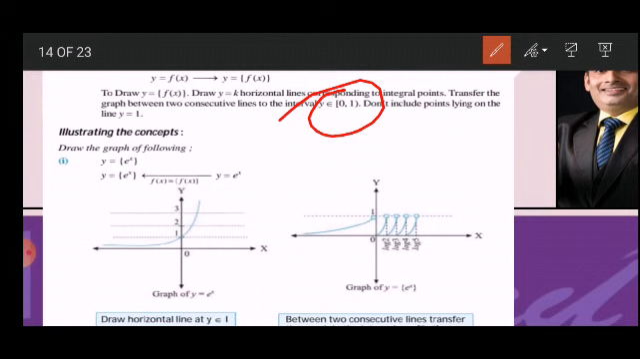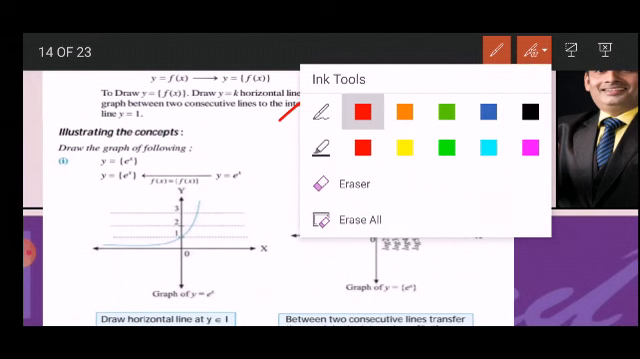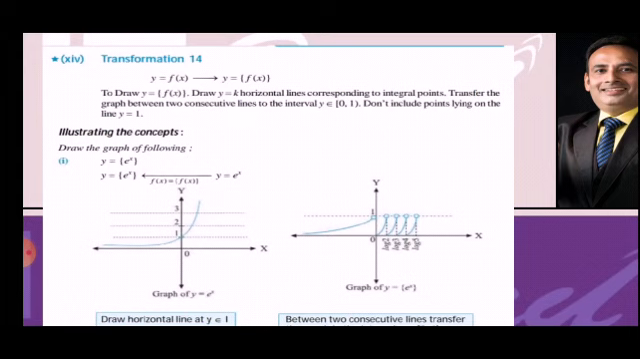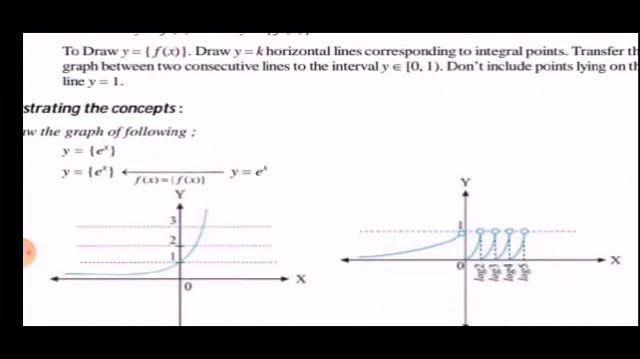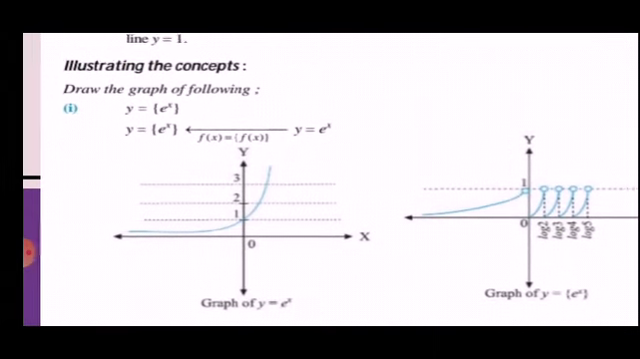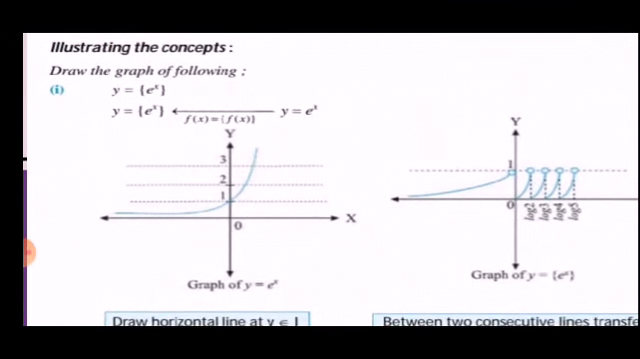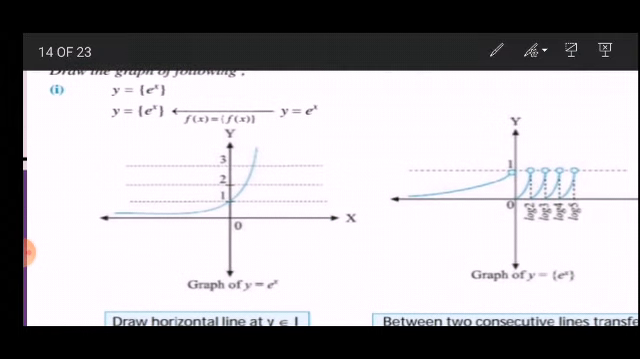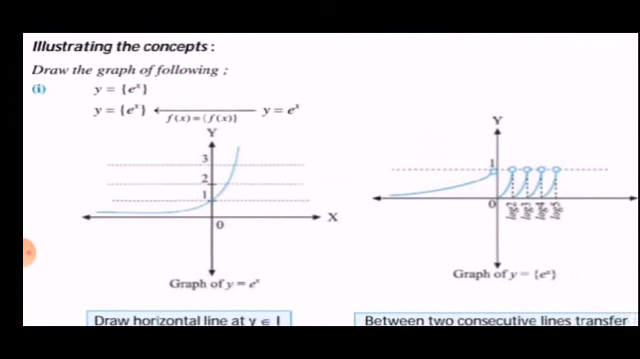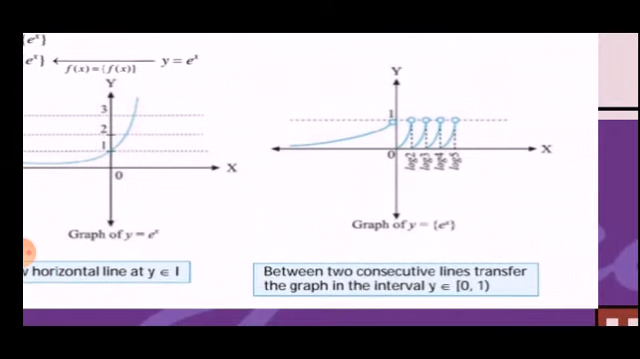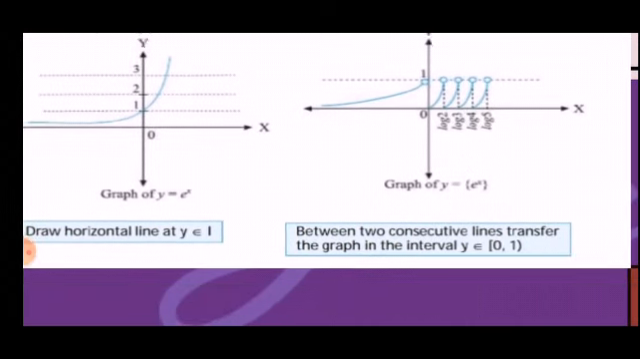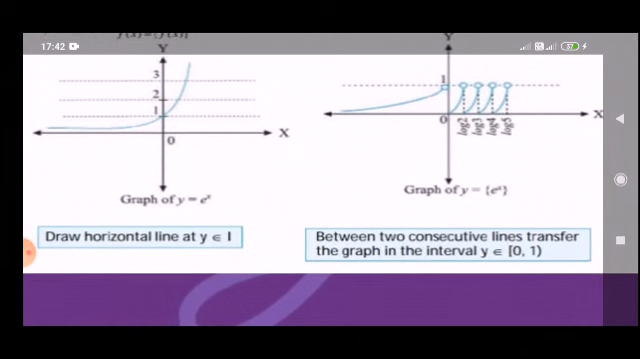So let's take an example to solve over here. We are interested in finding the fractional part of e to the power x. How do we find the fractional part of e to the power x? Simply, for y equal to e to the power x, you have to draw the graph. Here we are drawing the graph of y equal to e to the power x. So in the next graph, between two consecutive lines, transfer the graph into the interval 0 comma 1.